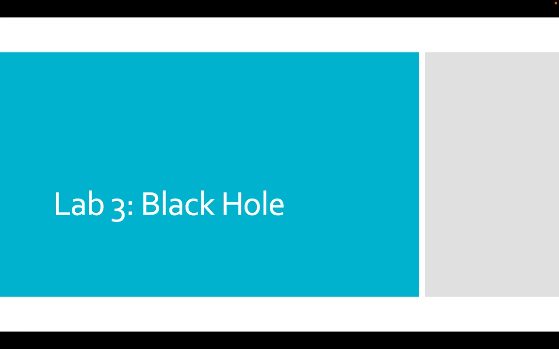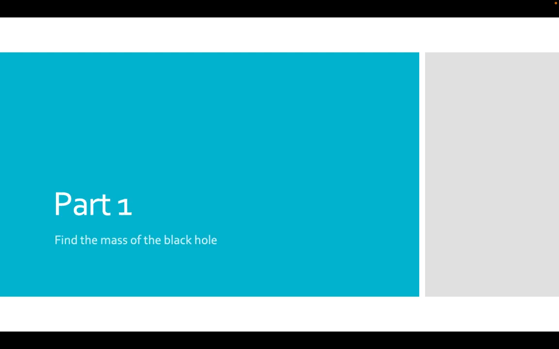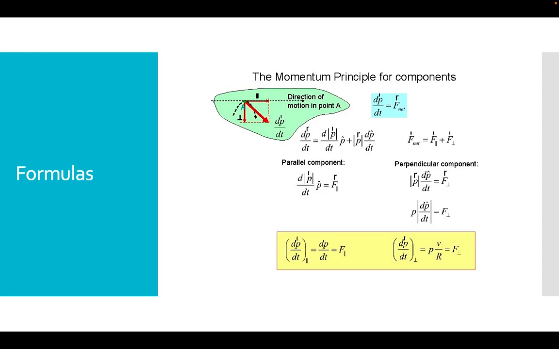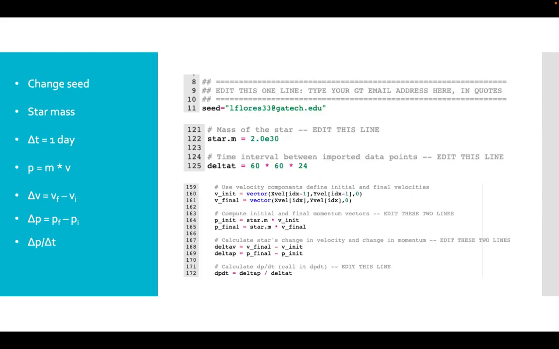Lab 3 is on a black hole, and we're going to be using GlowScript to find the mass of a black hole through using simulations. So first, here are the formulas I'm going to be using. Feel free to pause the video if you want to see the formulas. But pretty much we're just using the force and the change in momentum formulas.